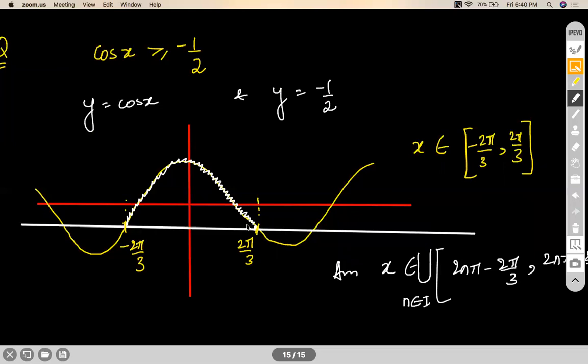Cos x period. What is cos x period? Cos x period is 2 pi.